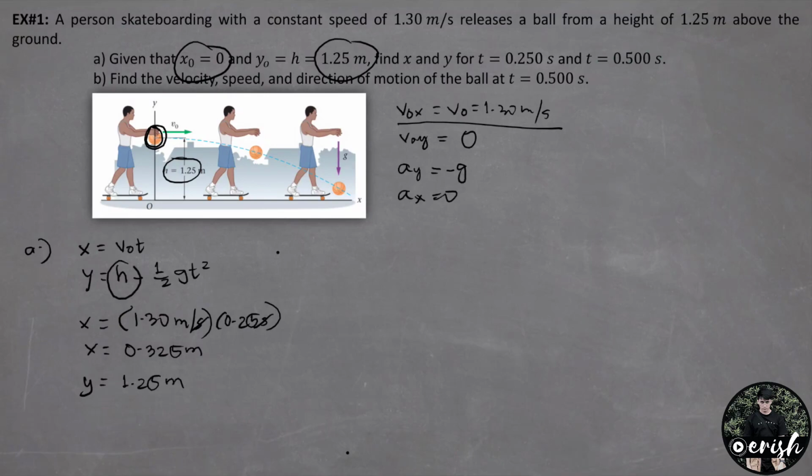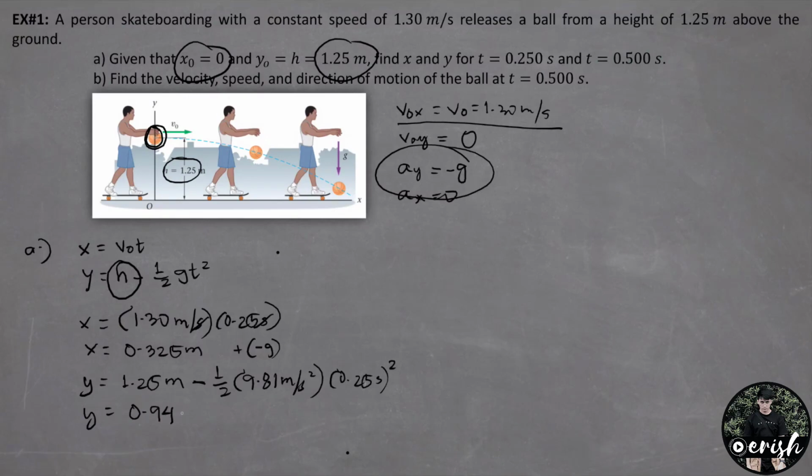Ito yung height. Minus 1/2 times the gravity, 9.81 meters per second square. Or simply, dinirect na natin ng minus siya kasi this is plus times negative gravity lang din, kagaya nung concept natin in projectile motion. Times the time na 0.25 quantity square, y is equal to 0.943 meters. This is the x and y positions for the time na 0.25 seconds.